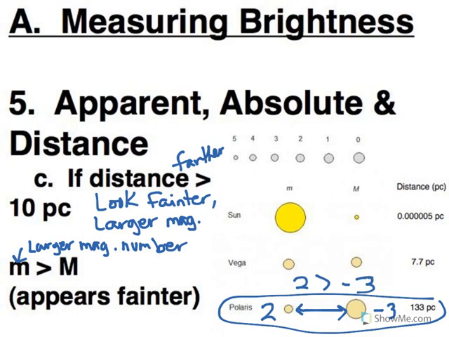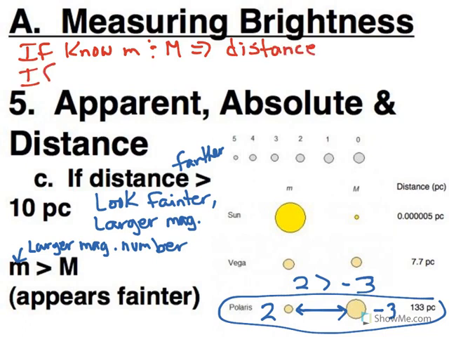So if we know the apparent and absolute, we can get the distance. Or if we know the apparent and the distance, then we can get the absolute. So that's two different ways we can use this relationship to determine distance or to determine the absolute magnitude.